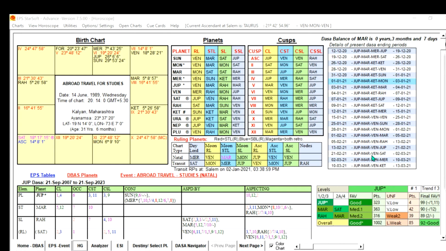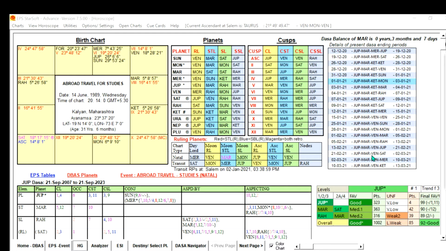In the next example, I'm going to explain how to find the significators that support abroad travel for studies. This native was born on 14 June 1989, and in 2014 at Kalyan, traveled abroad during Jupiter Mahadasa, Saturn Bhukti and Venus Antra for higher studies.